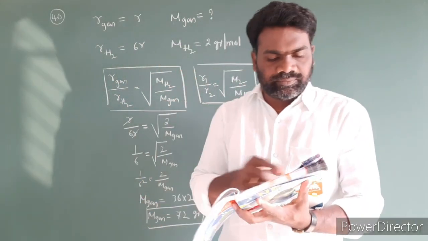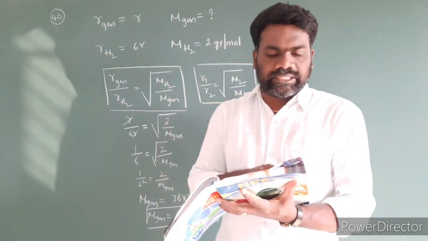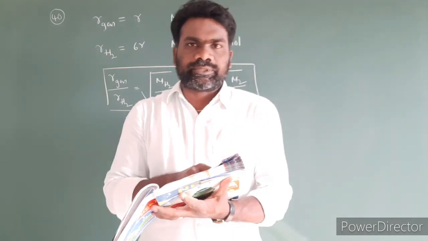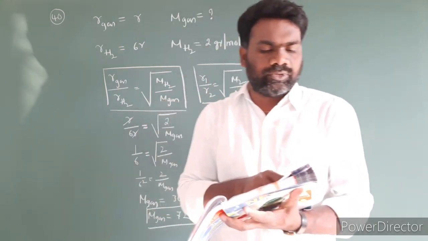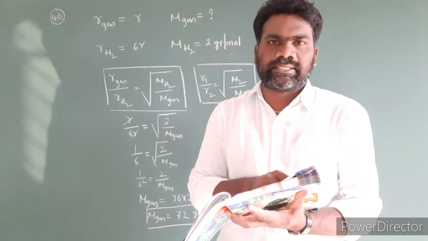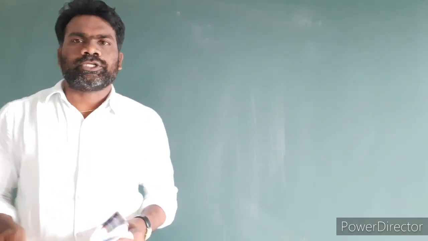Look at the options. The first option, 72, is there. For the 40th question, the first option is correct, 72 gram per mole. So for question number 40, the first option is correct. Next, question number 41.